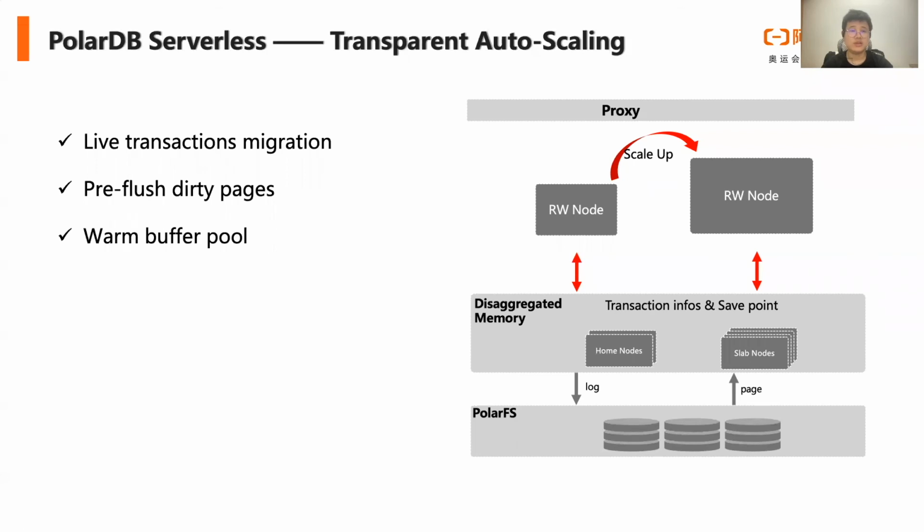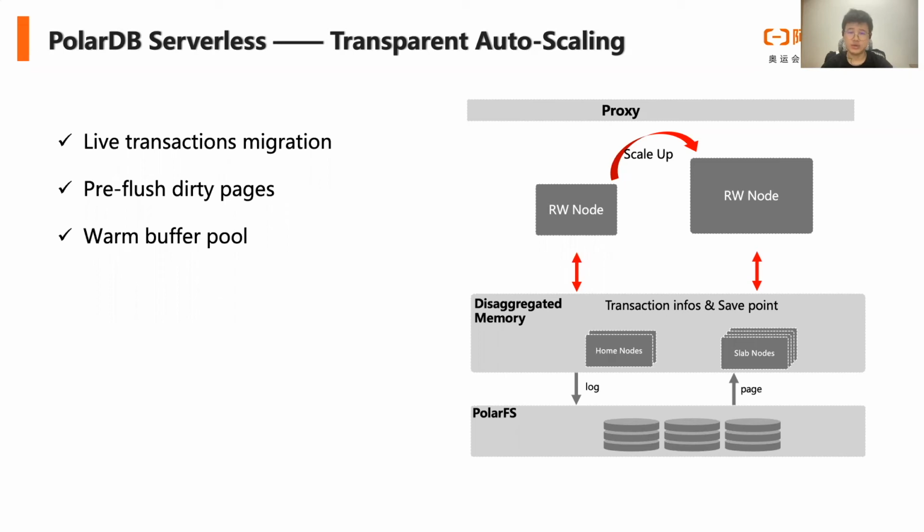The last important design point of PolarDB serverless is transparent auto scaling. The capability of transparent auto scaling without interrupting customers' workload is very important for a serverless database. In PolarDB serverless, when a scaling event happens, the proxy node is responsible for keeping the client's connection alive. The old RW node first synchronizes a small amount of data pages into the disaggregated memory and saves the transaction information and query information of the long-running transactions into the disaggregated memory.